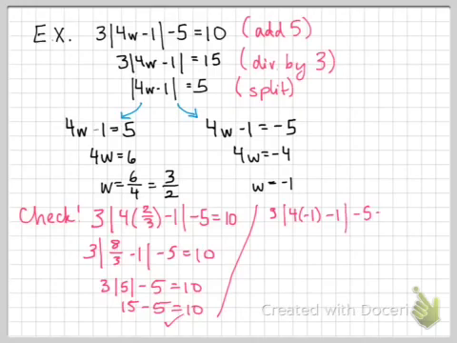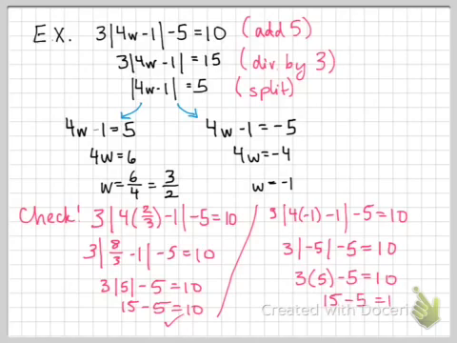On the right side now, 4 times negative 1 is negative 4, minus 1 is negative 5, so I'm going to have the absolute value of negative 5. Remember, this expression is going to be positive once it's been evaluated. 3 times 5 minus 5 is 10, or 15 minus 5 is once again 10. So in this instance, both answers work.